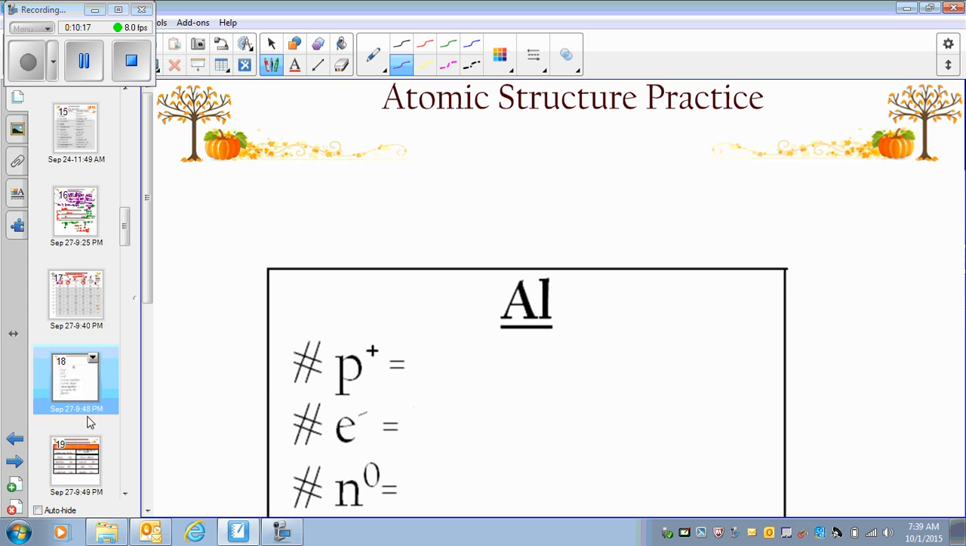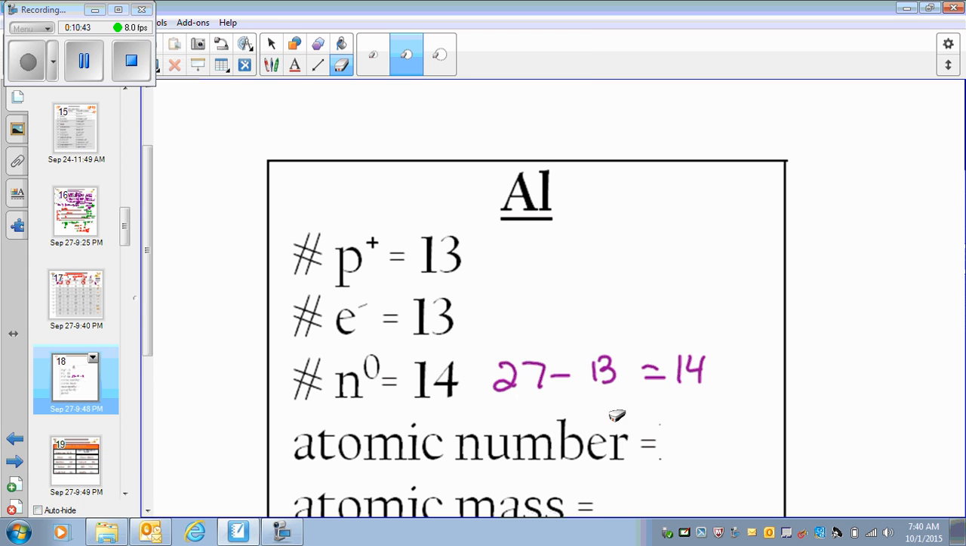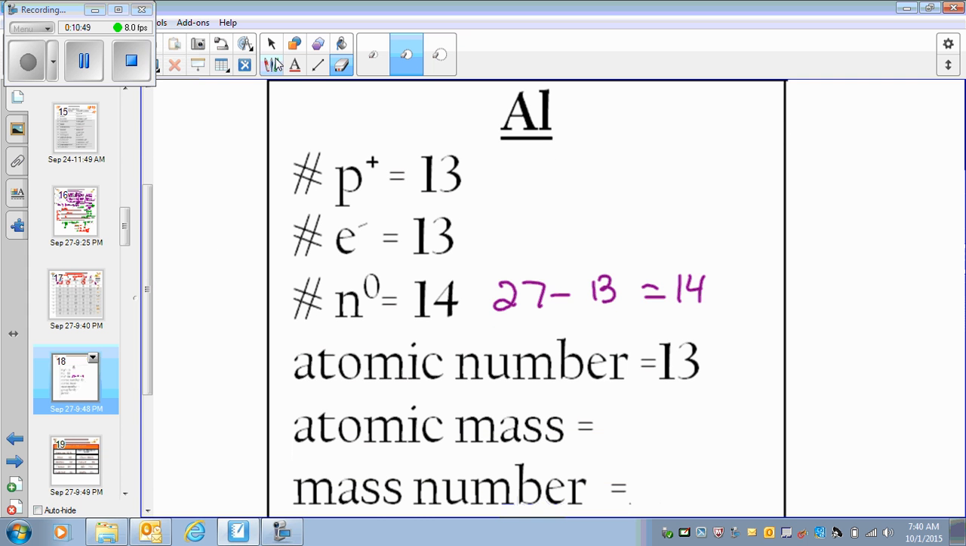The next topic we want to talk about is a little bit more practice. I was already giving you the example of aluminum. Aluminum has 13 protons. 13 protons means 13 electrons because they both have to be equal to get the atom neutral, and then 14 neutrons. And again, how do you have 14 neutrons? Because you have 27 minus 13, which gives you 14 neutrons. Atomic number is going to be the number of protons, which is 13, and mass number is going to be the combination of the number of protons and neutrons.